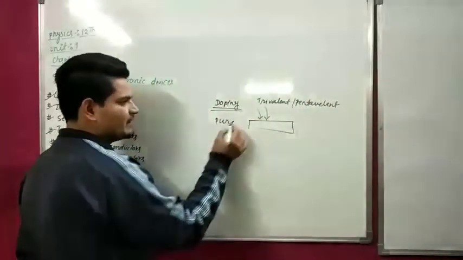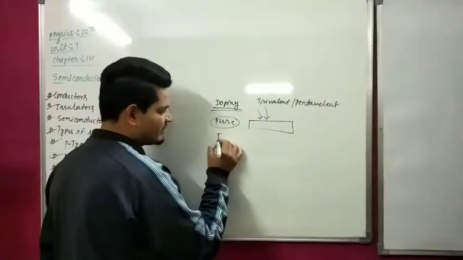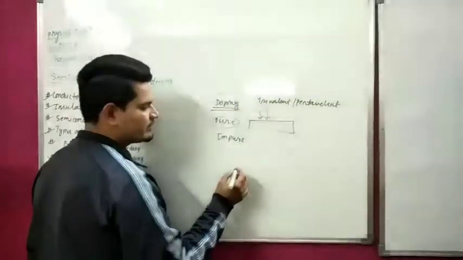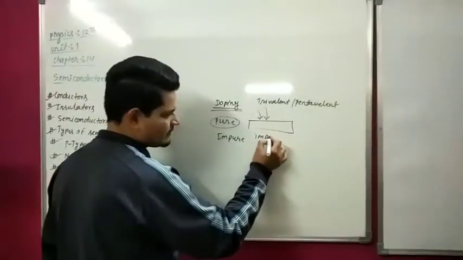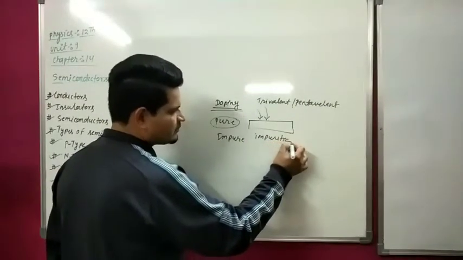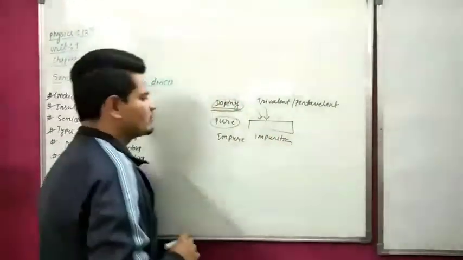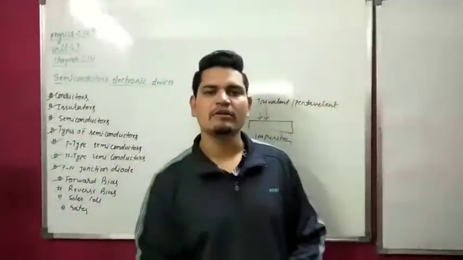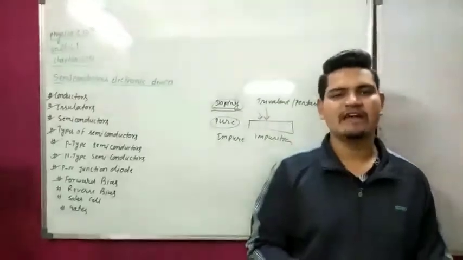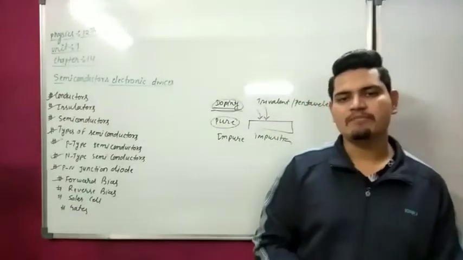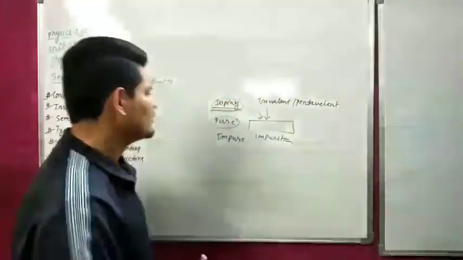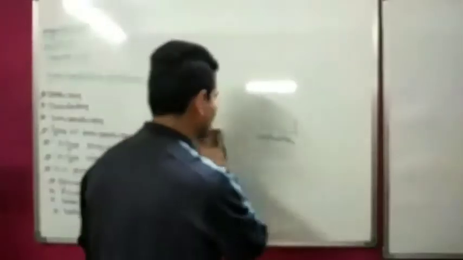So when a pure semiconductor becomes impure with the help of impurities, this process is called doping. So doping is the process to turn a pure semiconductor into an impure semiconductor by adding impurities. Impurities may be from the trivalent group or the pentavalent group. So doping is an important topic.